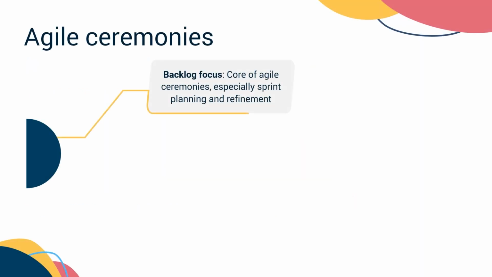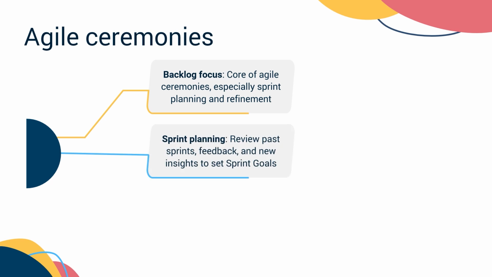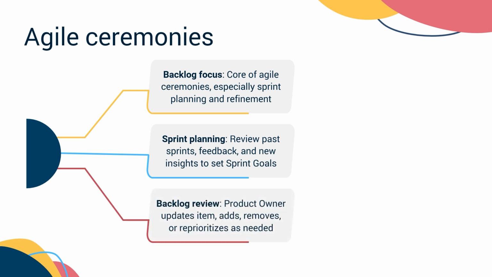Most Agile ceremonies revolve around the product backlog, with sprint planning and backlog refinement being particularly critical for prioritization. During sprint planning, the team considers the outcomes of previous sprints, feedback from demos or testing, and insights gathered through other communication channels. The product owner facilitates a review of the product backlog to identify any items that need to be added, removed, or updated. If new information necessitates reprioritization, adjustments are made before the Scrum team defines the sprint goals.